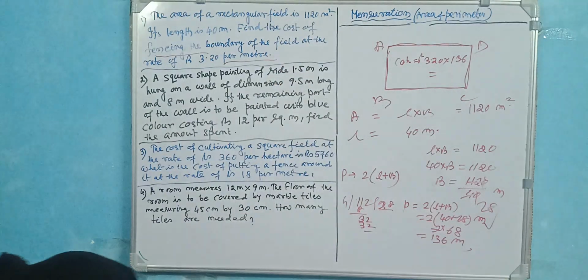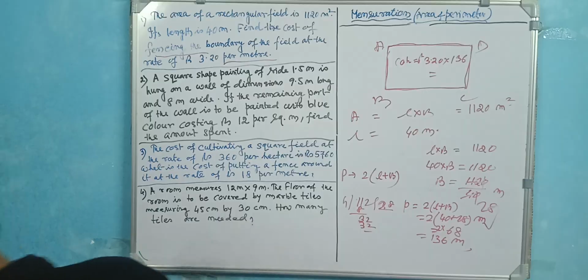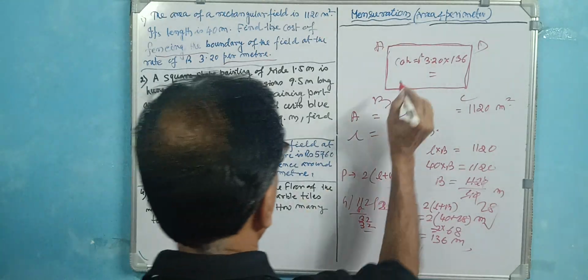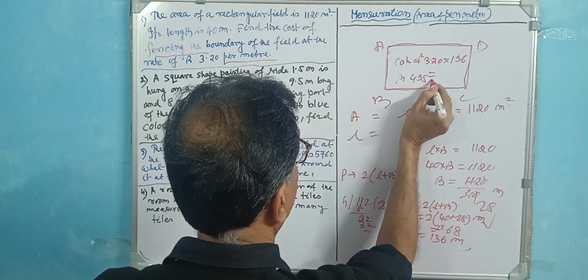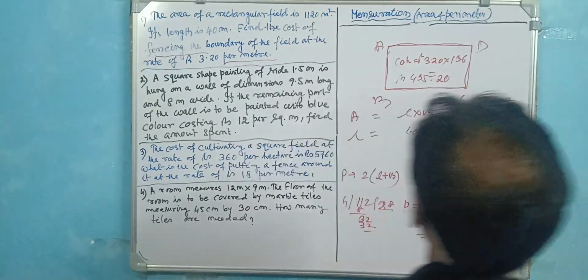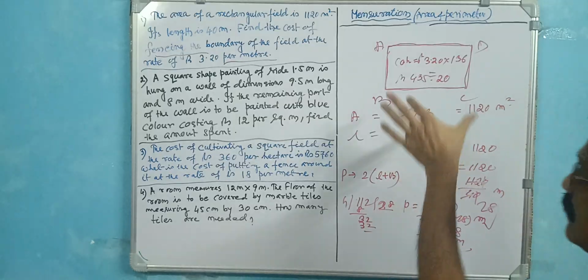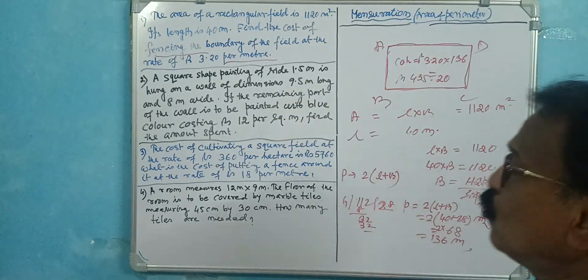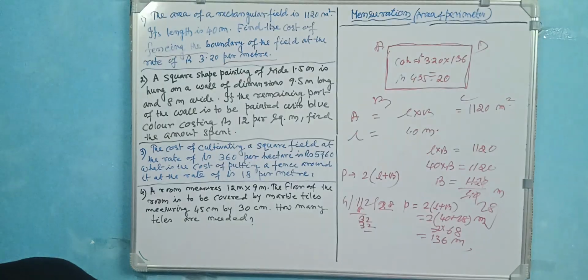So now this is 136 into 3.20. That is actually rupees 435.20. That is the cost. 320 into 136, the cost is rupees 435.20. Is it clear to you?